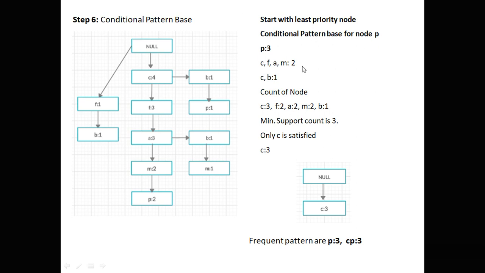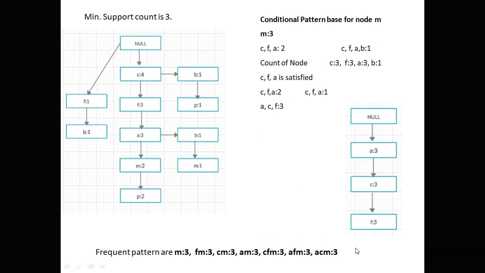We start with the node P. For P, we take the ancestors of P, that is CFAB with 2 and CB with 1. Now we count how many times each appears: C 3 times, F 2 times, A 2 times, M 2 times and B 1 time. Only the node C satisfies the support count, so from these two transactions we get only C:3, because C appears 2 times and 1 time. If we draw the frequent pattern tree, we get null and C3. So the frequent patterns are P3 and CP3.